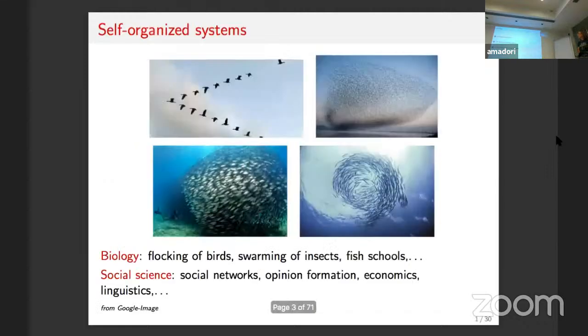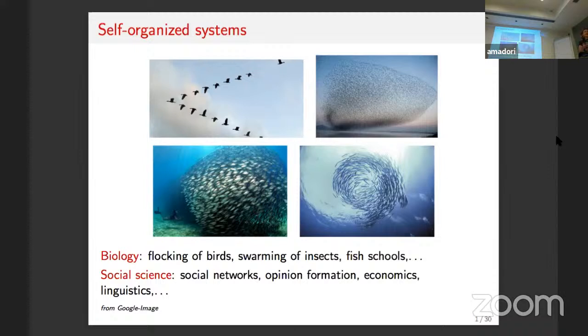Okay, so let me start with some descriptions of these self-organized systems. What is the goal? The goal is to describe a sample of n individuals that are of similar size and similar characteristics, and that have their own motion, which is governed by some rules that tend to make the group stable together.